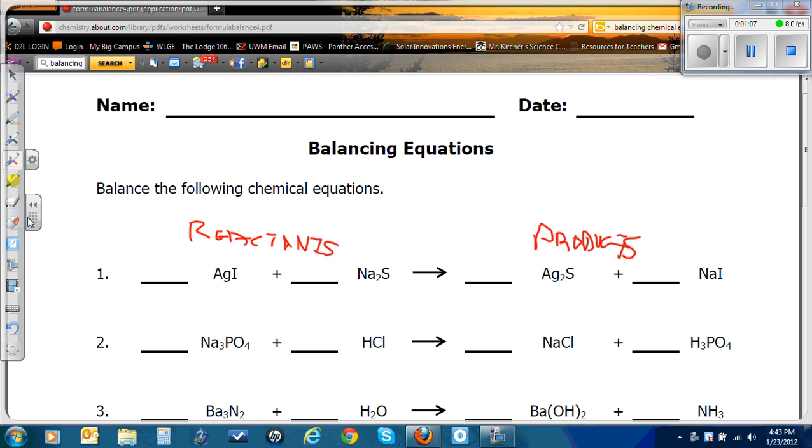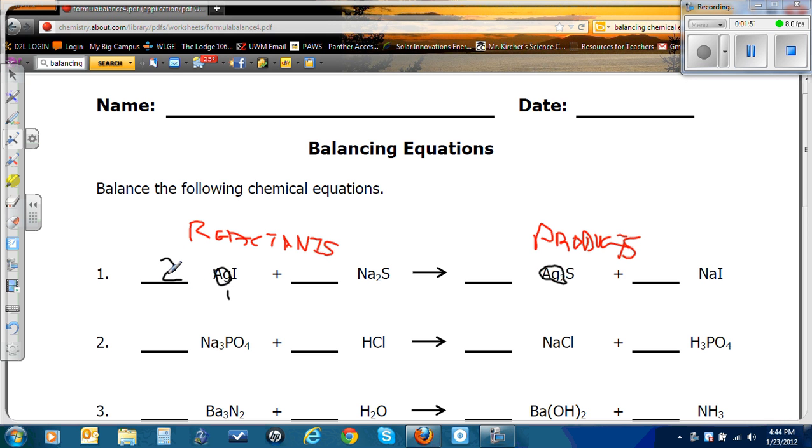So, to do this, what we're going to look at on this side is silver. I'm looking at this molecule right here. Silver, I have 1. On the product side, I have 2. So the only thing we can manipulate is add coefficients. We do not touch these subscripts. It tells us how many parts we have, but we do not change them. We add coefficients to balance the equations. So again, 1 part silver on this side, 2 parts on this side, so the only thing we can do is add a 2 here.